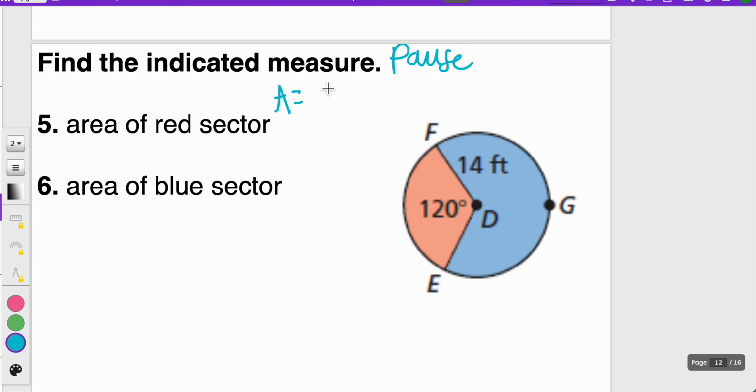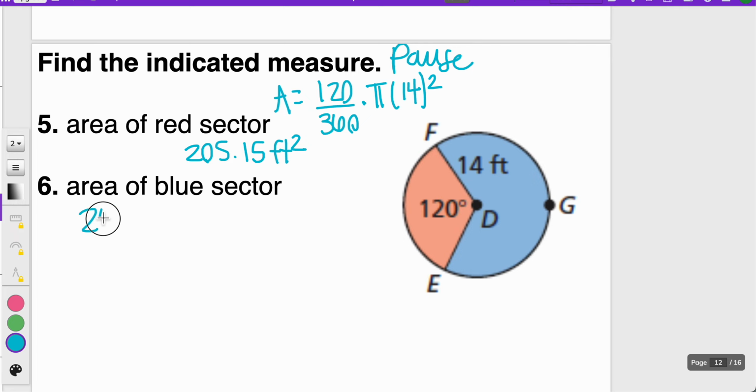All right, area can be found 120 over 360 times pi times 14 squared. So I'm going to multiply straight across here. 120 times pi times 14 divided by 360. I'm coming up with about 205.15 square feet. Blue sector, the leftover amount from 120 to 360 is 240.